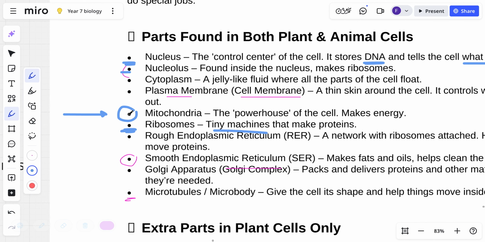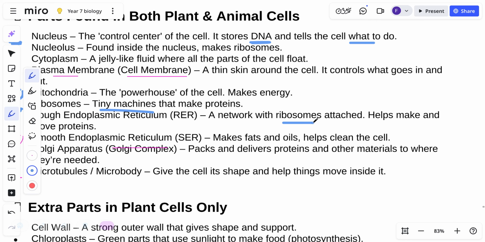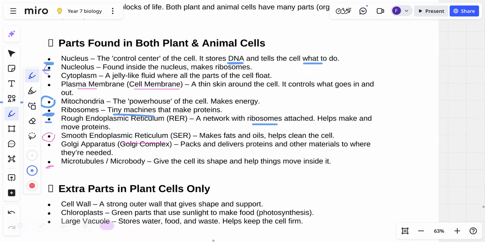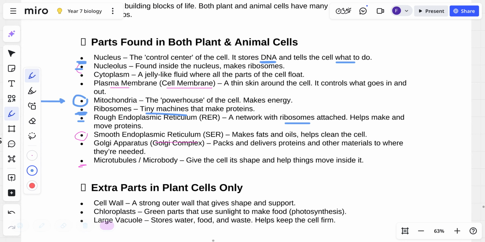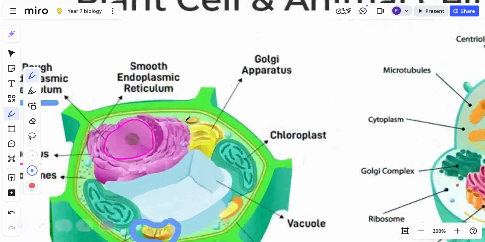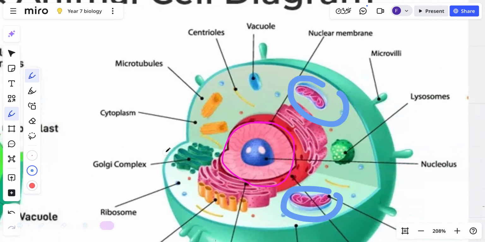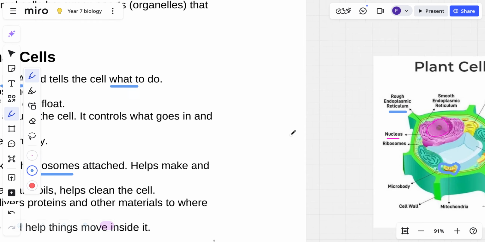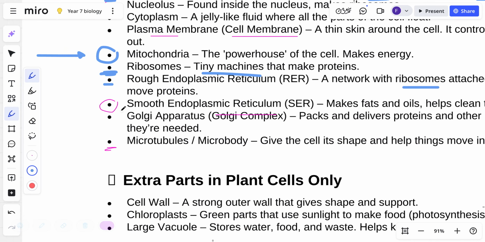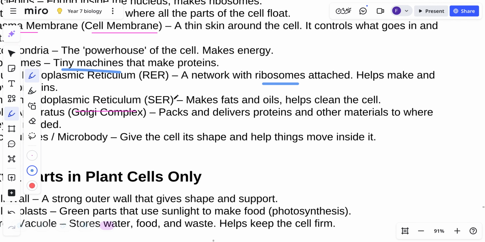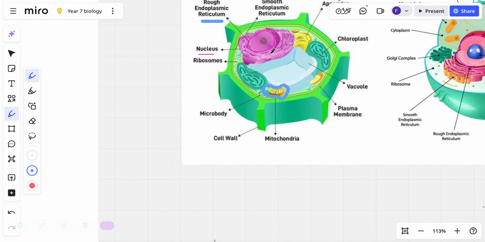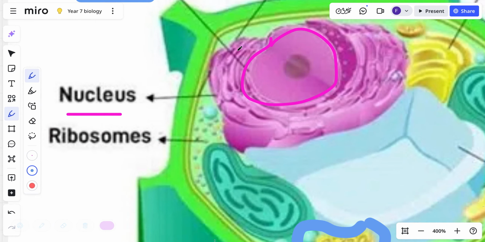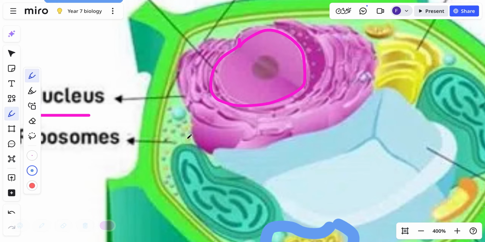Nucleolus makes the ribosomes, mitochondria done that, rough endoplasmic reticulum, it has ribosomes, and it helps make and move proteins. We looked at rough endoplasmic reticulum. I'll just show you it again. Here is the rough endoplasmic reticulum as well. All right. So then you have the smooth endoplasmic reticulum. You don't really need to know it, but it makes fats and oils and cleans the cells. And it is very, very close to the rough endoplasmic reticulum, but it doesn't have ribosomes. You see it? It hasn't got little dots on it.